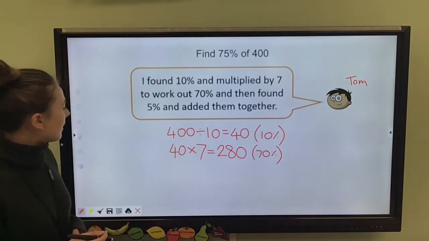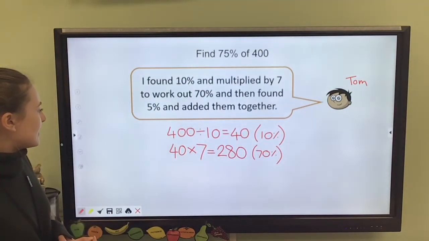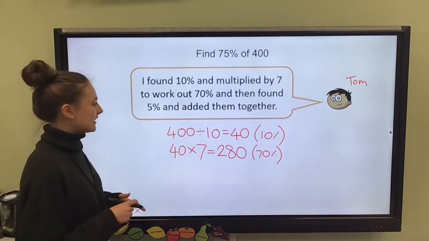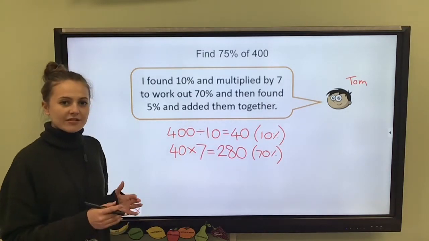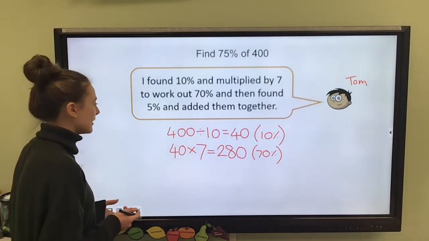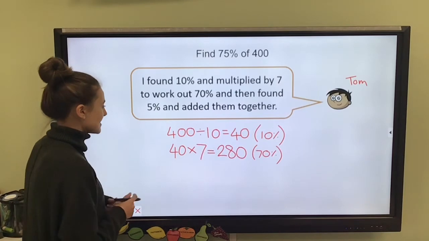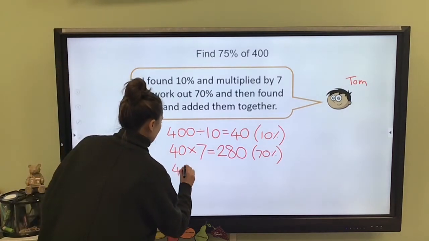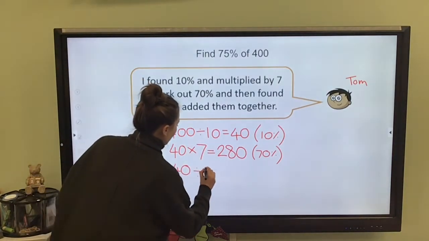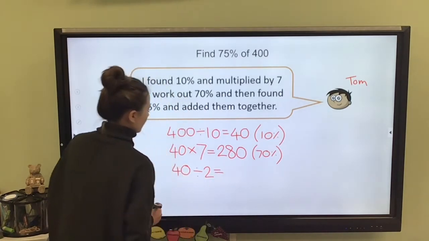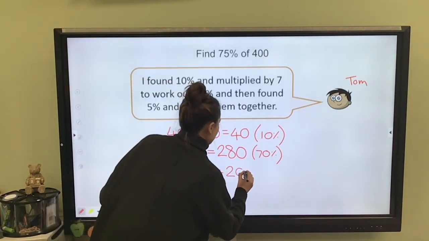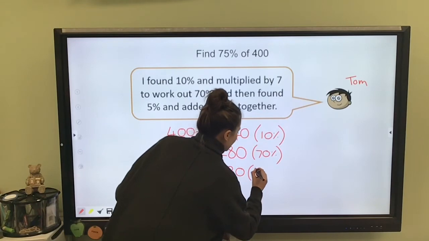Our last part is to figure out what 5% is. As we did previously, we took our 10% and then divided it by 2. We can do the same thing here. We know that 10% is 40, so we can divide that by 2, which gives us 20. And I can label that as 5%.